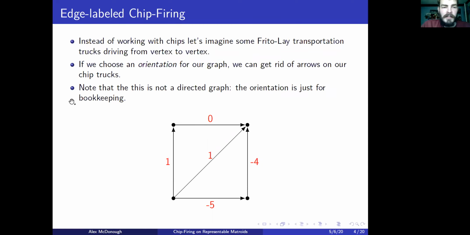And something that I want to point out that's very important and easy to miss is that this is not a directed graph. You can define chip firing on directed graphs, but we shouldn't think of it like this. This is an oriented graph, and the orientation doesn't change anything. It's just for bookkeeping. So if we had this edge on the right oriented in the other direction, for example, that just changes this -4 to a 4, and it's not going to change anything about how many trucks are moving from one vertex to another. So remember that this orientation is just for us to keep track of which direction the trucks are going. It's not actually a direction on the edges of our graph.